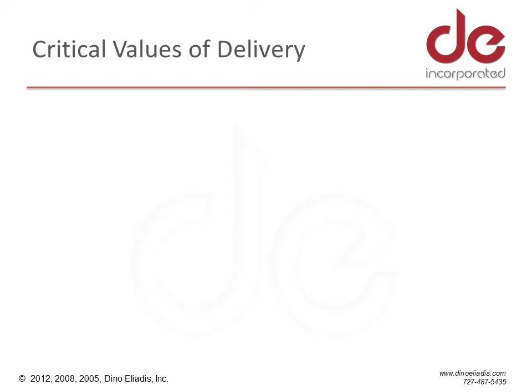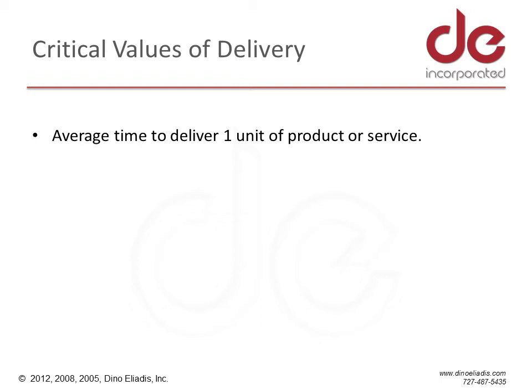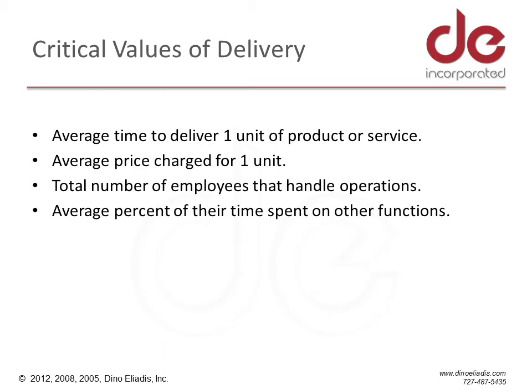Remember, you're going to work the cycle backwards. So let's start with the critical values of delivery. First, what's the average time it takes to deliver one unit of product or service in your company? Next, what's the average price that you charge per one unit? What's the total number of employees that you currently have operating? And what's the average percentage of their time that's spent on other functions? Knowing this information will be critical to complete the following calculations.